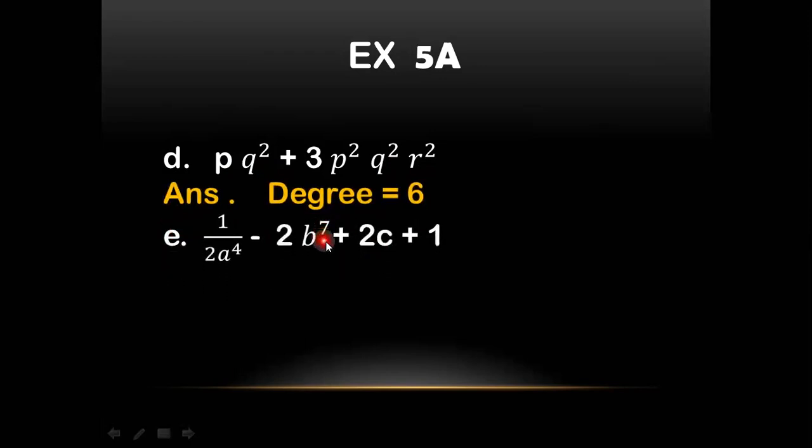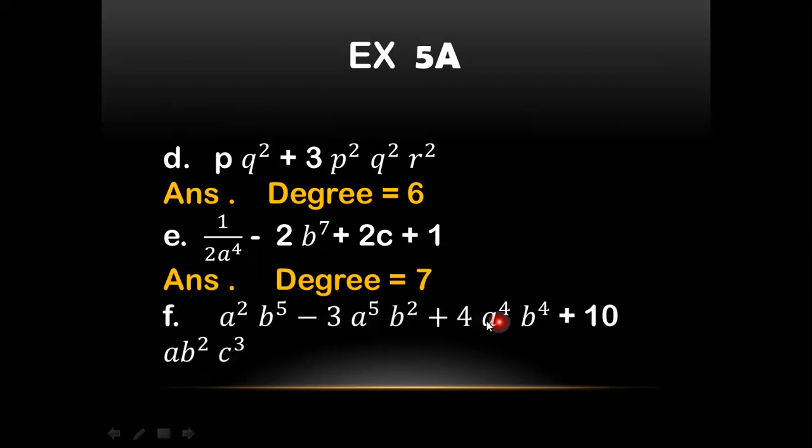And here the highest power is 7 in all these cases, so its degree should be declared as 7. In all these, here in a^2b^5, adding 2 and 5 gives 7, minus 3a^5b^2, 5 plus 2 is 7, 4a^4b^4, 4 plus 4 is 8, and 10. What will be the degree of 10? 10 is a polynomial, it's very much a polynomial. Along with 10, you can write any variable, x, y, z, and the power of that will be 0, so the degree of any constant is 0.